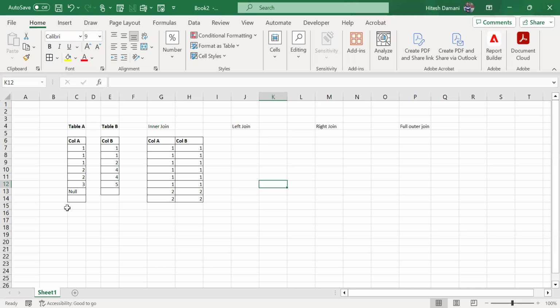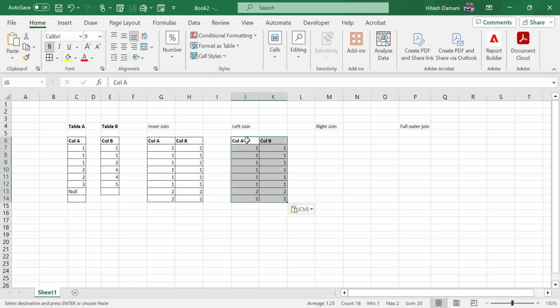Since I've mentioned matching records of both the tables, we have to rest assured that inner join will be the part of left join, right? So apart from this inner join, we have to get the non-matching records of the left table as well. Over here, non-matching records are three: null, and this blank. These three records will also come as part of the output of left join.